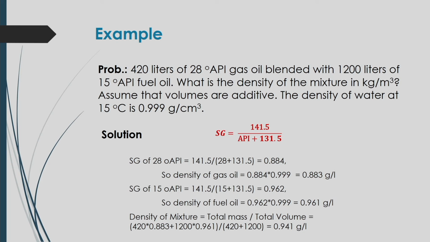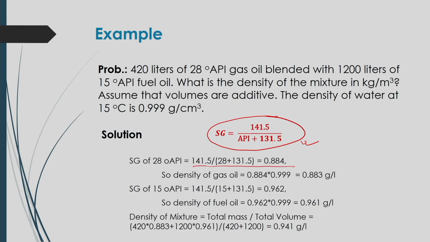Now, we know the relationship between API and specific gravity, and from that relationship we can write that specific gravity is equal to 141.5 divided by API plus 131.5. So, from this equation we can easily calculate the specific gravity of the 28 degree API gas oil. We simply substitute this value of degree API, and we get 0.884.